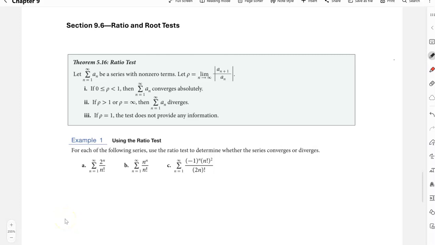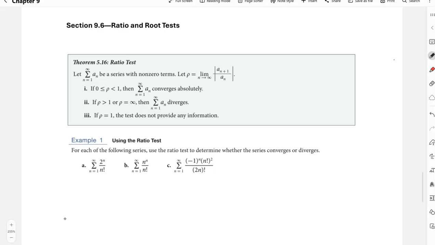In this section, we're going to talk about the ratio test and the root test. Let's start with the ratio test. So we're going to let the sum from n equals 1 to infinity of a sub n be a series with non-zero terms. And we're going to let rho be the limit as n goes to infinity of the absolute value of a sub n plus 1 over a sub n.